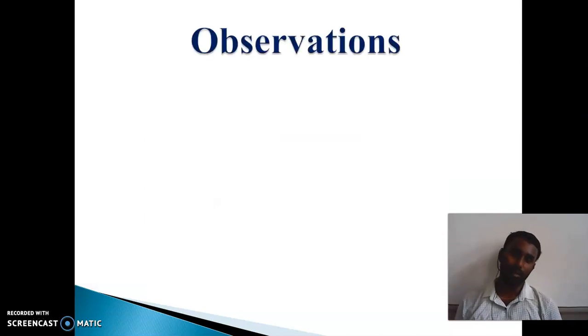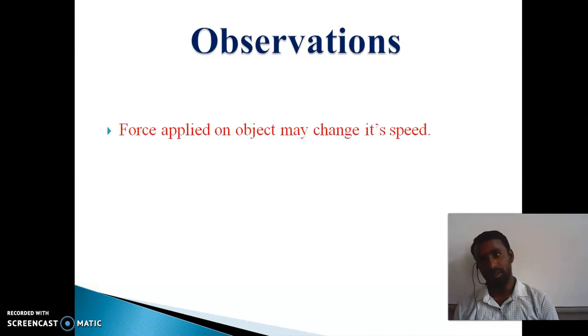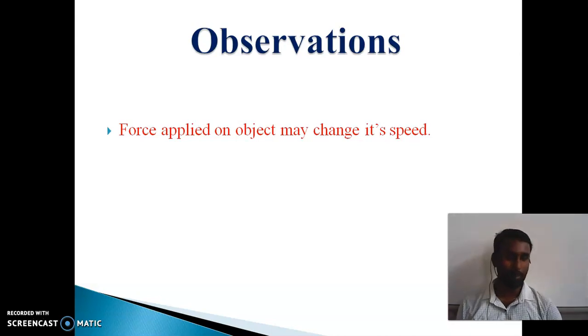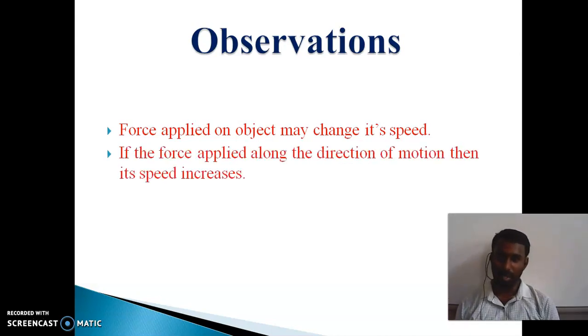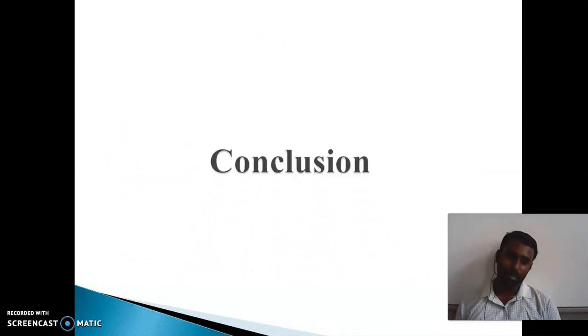In this slide, what did you observe? The first one: force applied on an object may change its speed. The next observation: if the force is applied along the direction of the motion, then its speed increases. I already said, if you give a force to an object that is moving or at rest, it will increase its speed. The next one we will see in our upcoming class.